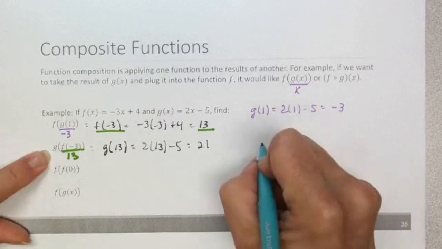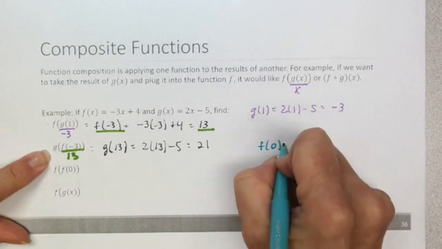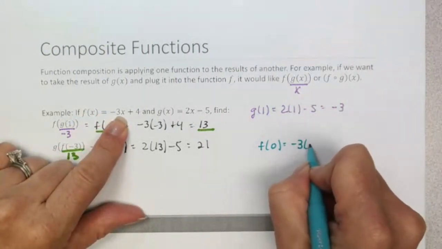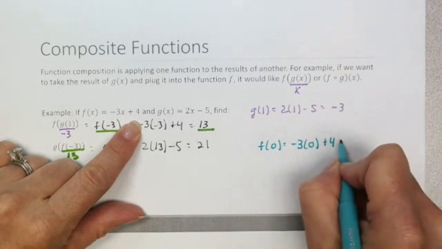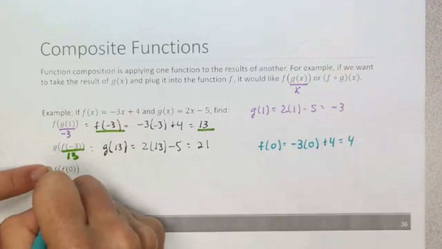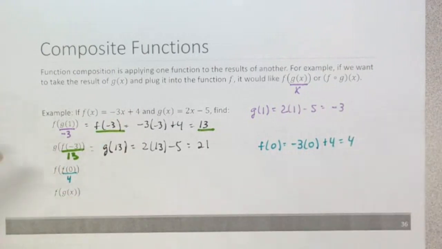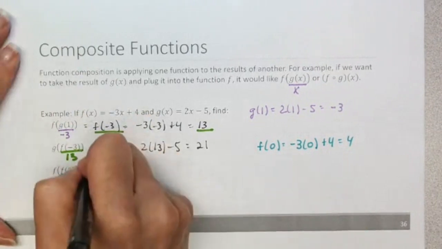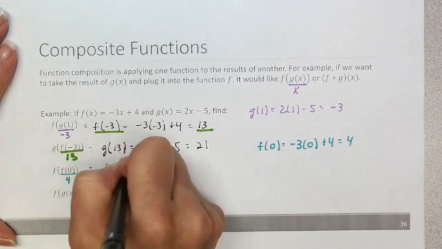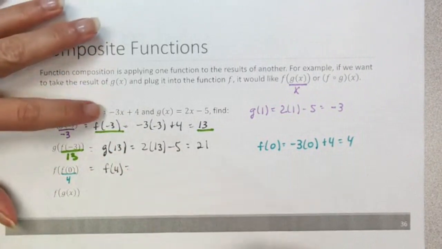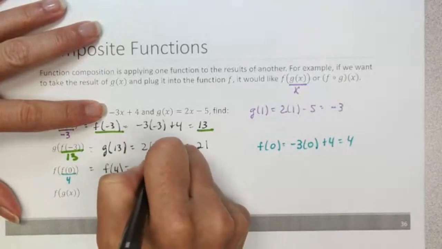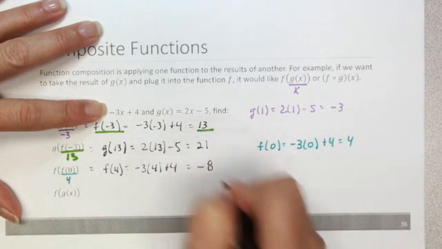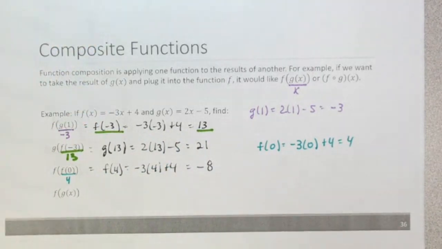Let's see. F of 0, here's f. Put 0 in for x. F of 0 is going to be negative 3 times 0 plus 4, or 4. All right, so 4 is the input that we want to put back into f itself. So we're going to be finding f of 4 now. F of 4 is going to be negative 3 times 4 plus 4. That's negative 12 plus 4, or negative 8. Okay.